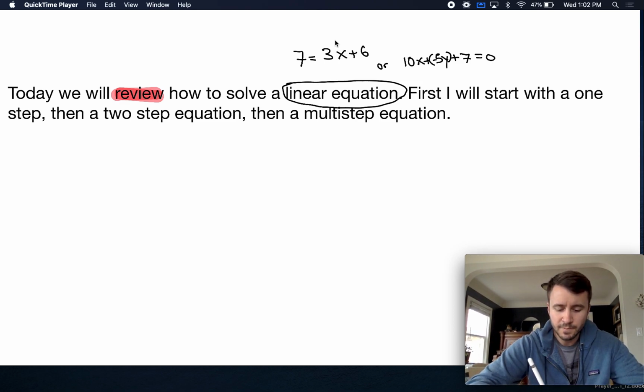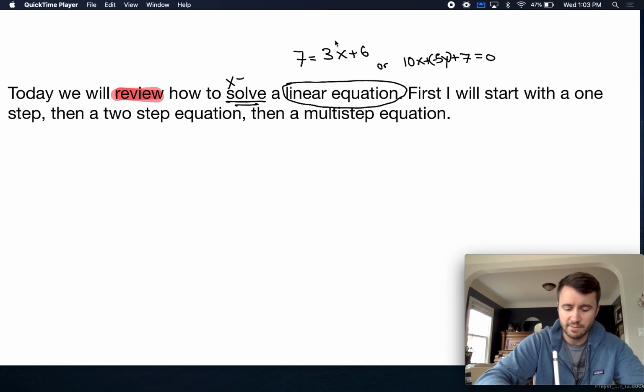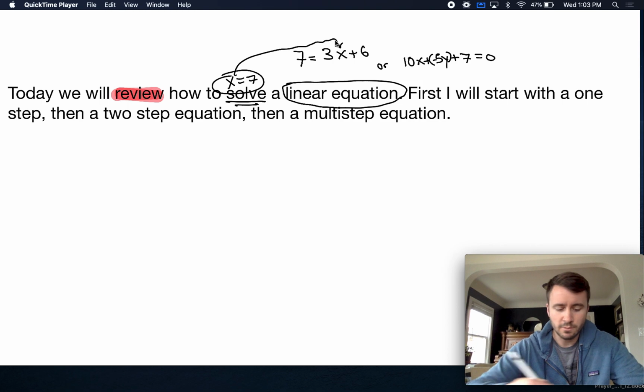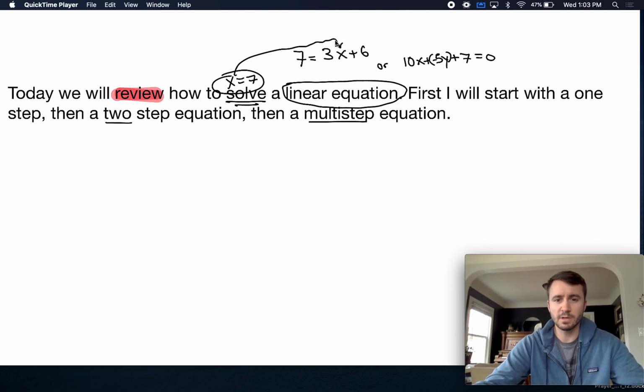We've solved those before. To solve them, remember, that was a little bit different than when we were simplifying them, because when we simplify, we weren't necessarily getting a solution, one answer, something like x equals 7. That's what happens when we solve it. When we are trying to find a solution, when we sub it back into the original equation for x, it actually makes a true statement. So that's what I mean by solving. First we're going to start with a one-step, then go to a two-step, and then a multi-step. We've already done this in class, but like I said, this is a little bit of a review.